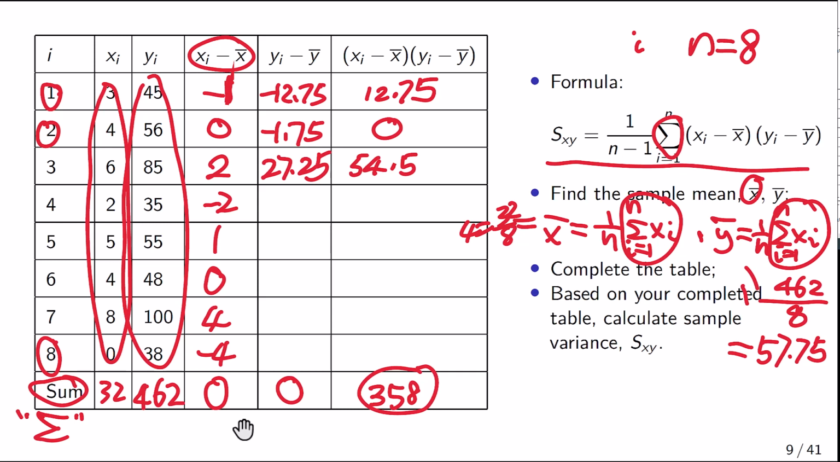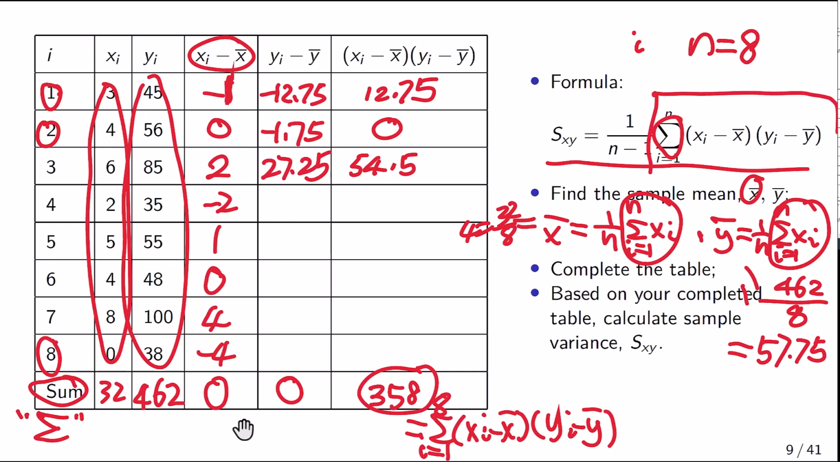After we get this, this is exactly the sum of all those products. So this basically equals the sum of xi minus x bar times yi minus y bar, where i goes from 1 to 8 in our case. After we get that, we basically get this part of the formula. Is that correct? Then what is this covariance? We got this sum part as 358.